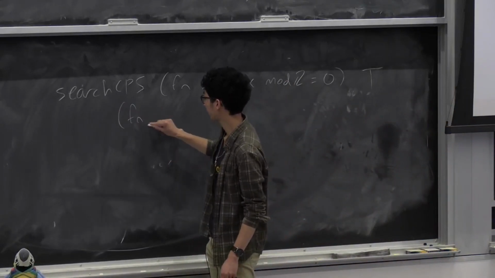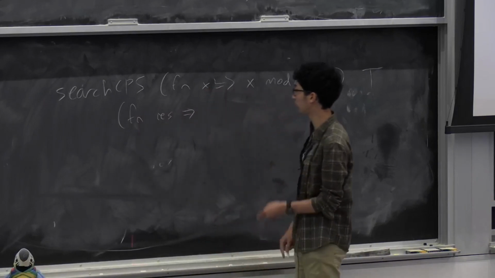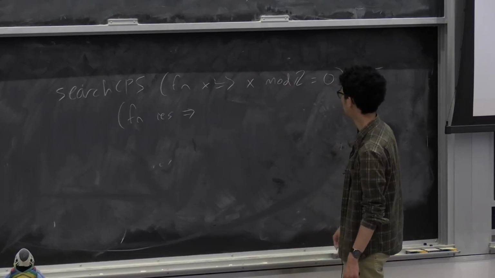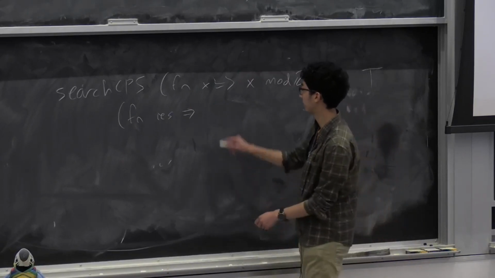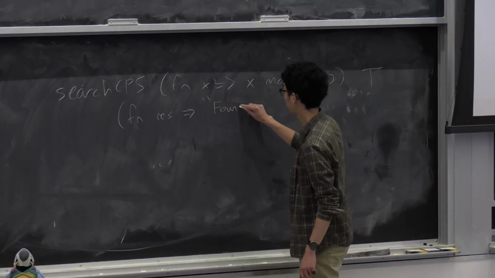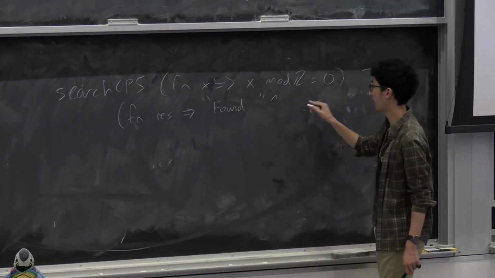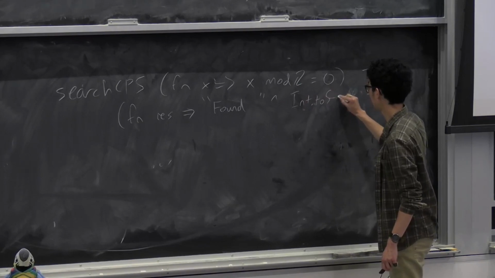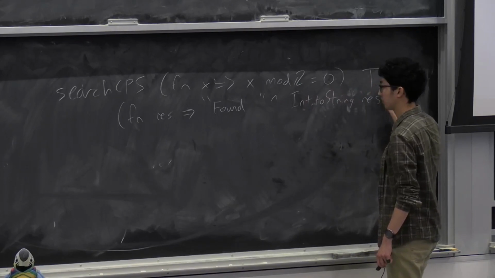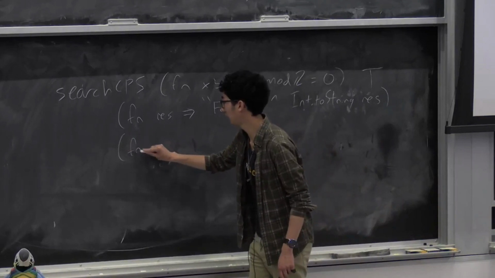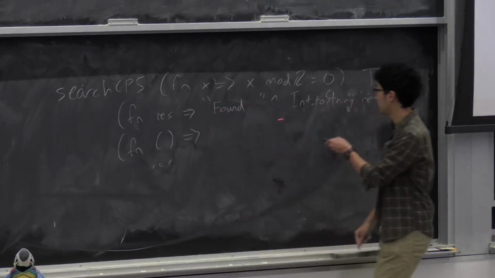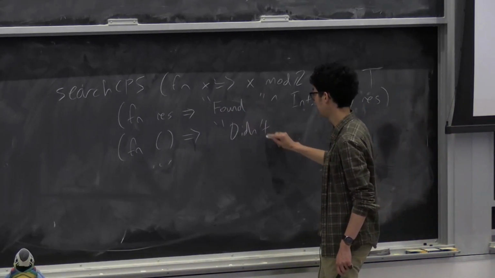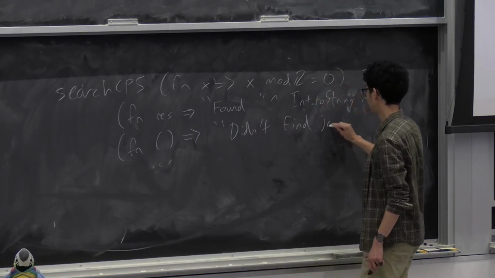In the success case, I take in res, which is of type int. It has to be because this is an int tree. And what do I do with it? I can make it a string: "Found" string concat int dot toString res. Maybe I should have just written this out for you in the terminal, but that's fine. And the failure continuation, fn unit goes to, I have to return the same type as this, so I return a string. I just said "didn't find Jack."